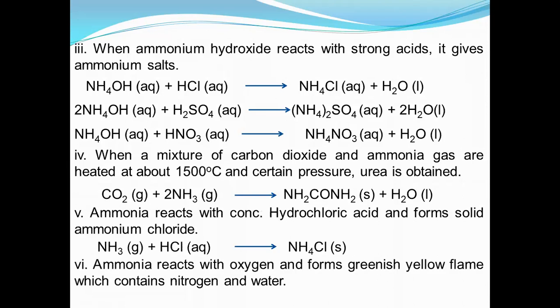And ammonia reacts with oxygen. एमोनियाले अक्सिजनसँग पनि रिएक्ट गर्छ and it forms greenish yellow flame which contains nitrogen and water. So यो रिएक्सन तिमीले घोक्ने हो. So ammonia NH3 plus oxygen give you water and nitrogen. But it is a mixture of nitrogen and water, and that's why it is greenish yellow in flame. Okay. After then, moving to next.